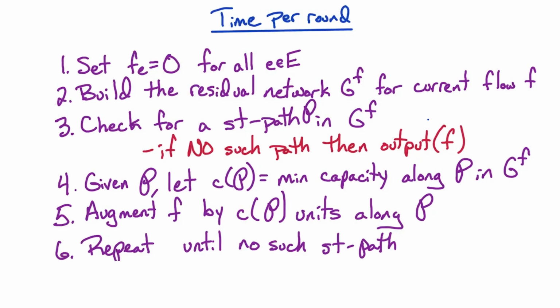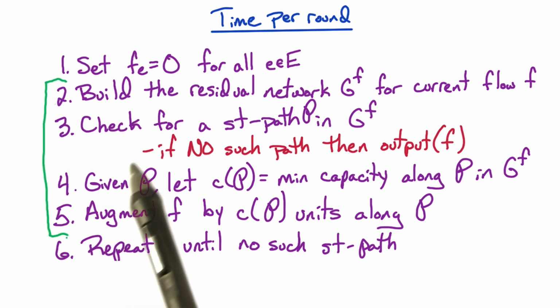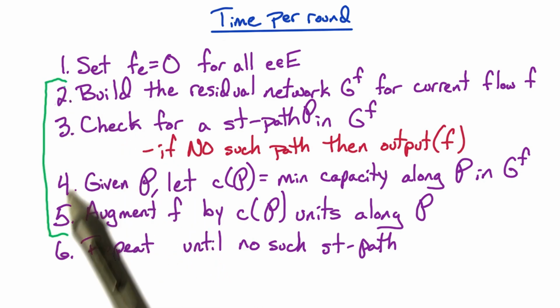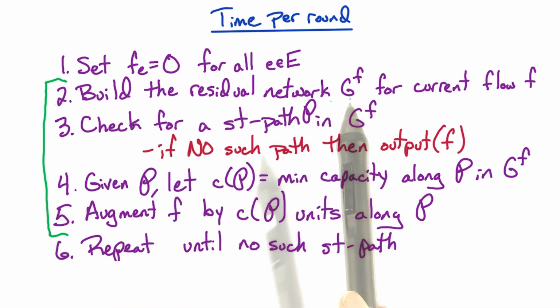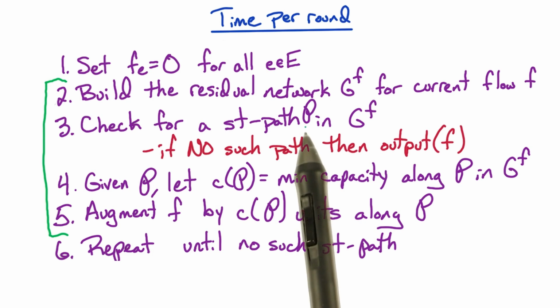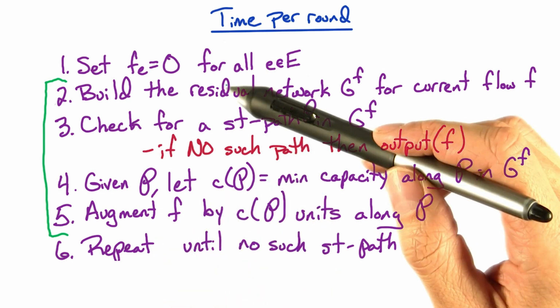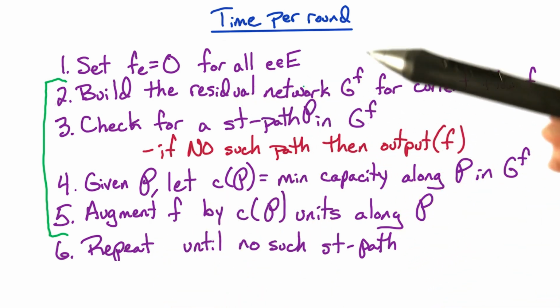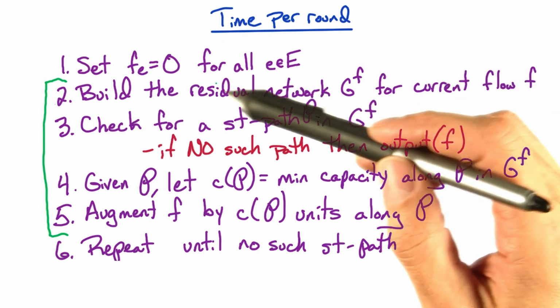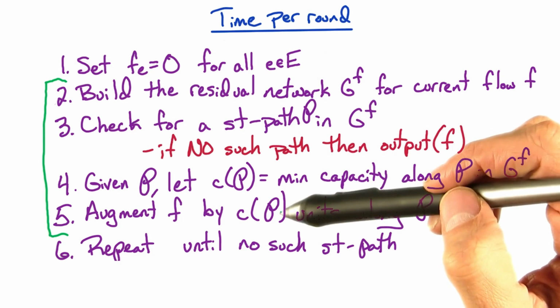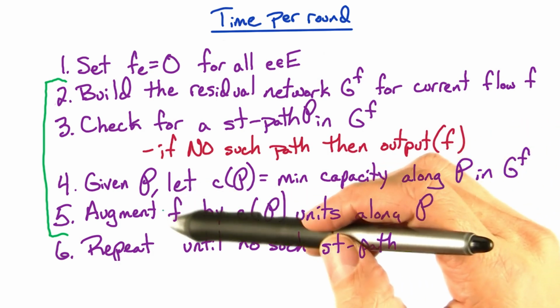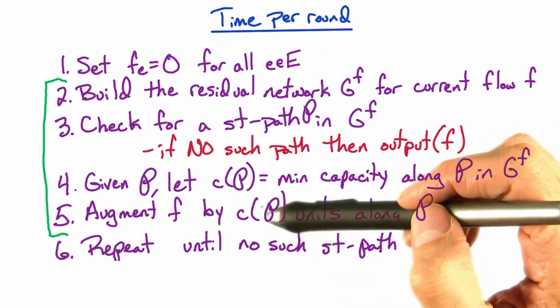Now here again is the Fulkerson algorithm, and now the question is, what is the time needed for 1 round of the algorithm? Now 1 round of the algorithm is steps 2 through 5. In particular, we first build the residual network, then we check for a path, and then we augment along that path. Now originally the residual network is just the input network. Now, given the residual network from the previous round, how long does it take us to update the residual network given this augmentation along this path P?